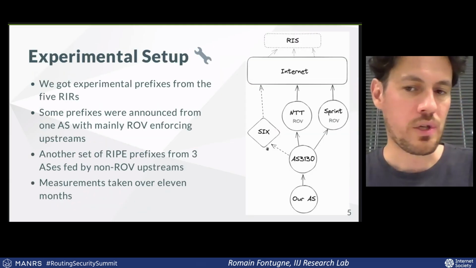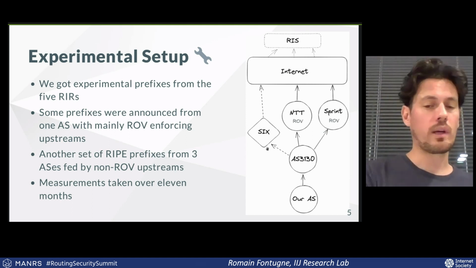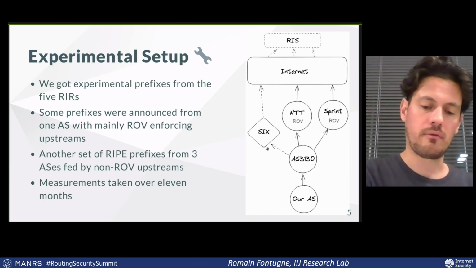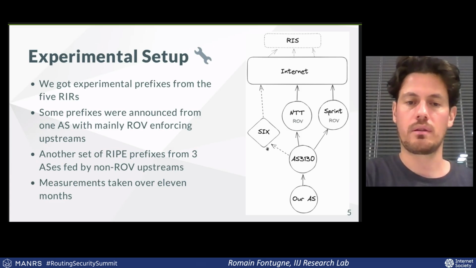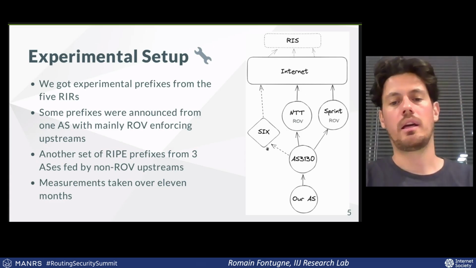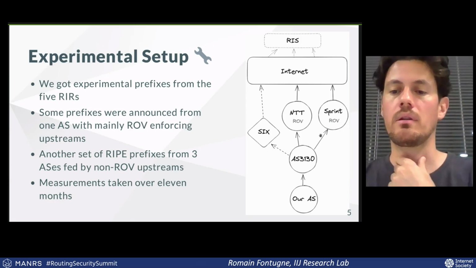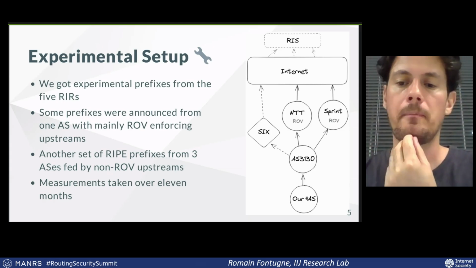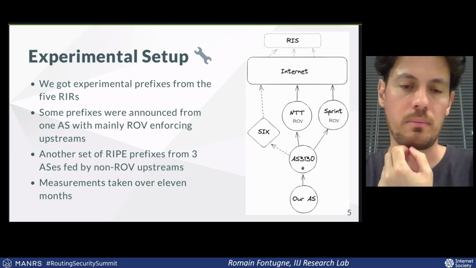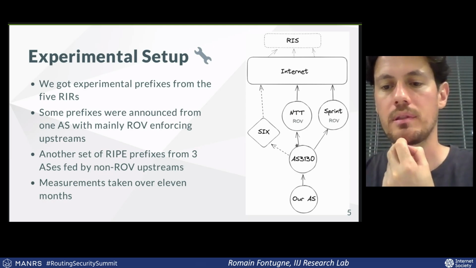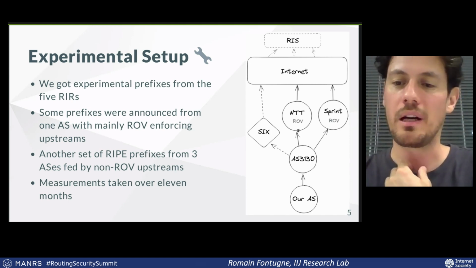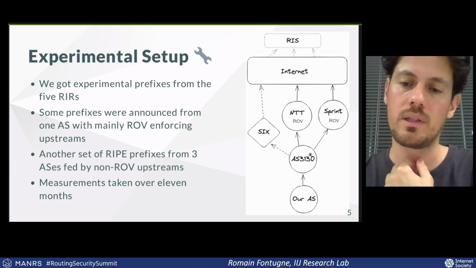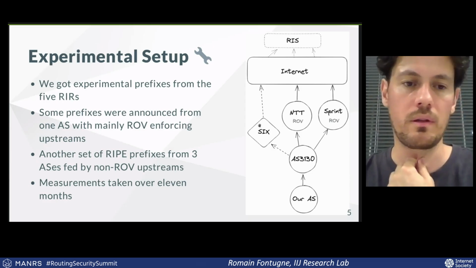So to answer those questions, we've set up, in fact, 2 experimental setups. I will have time to explain only one. What we've done is we obtained experimental prefixes from the 5 RIRs. In the first experiment, we announced these prefixes from an experimental AS that has a single upstream. This upstream is not doing ROV, but the 2 upstreams of our upstream are doing ROV. So this entity and Sprint here are implementing ROV, and this network is also peering with a few other networks on the Seattle Internet Exchange.